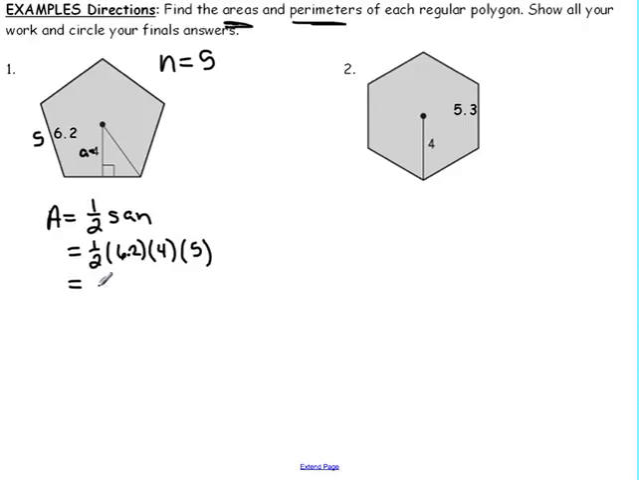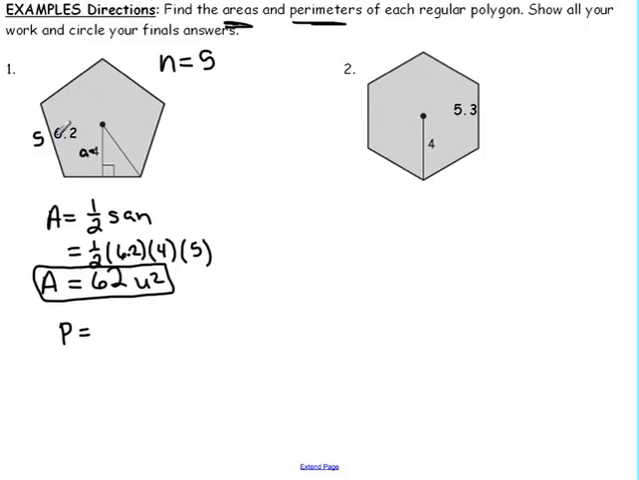I'll just multiply these together. I can put them all together in my calculator pretty quickly. And my area equals 62 square units, whatever my units are going to be. Okay, let's take a look at perimeter.